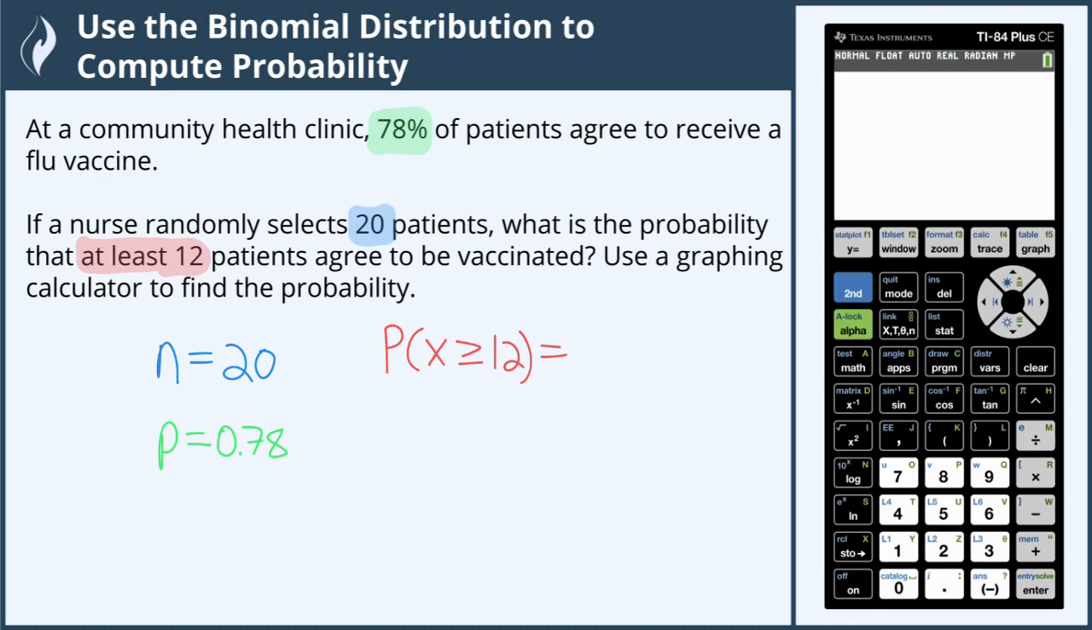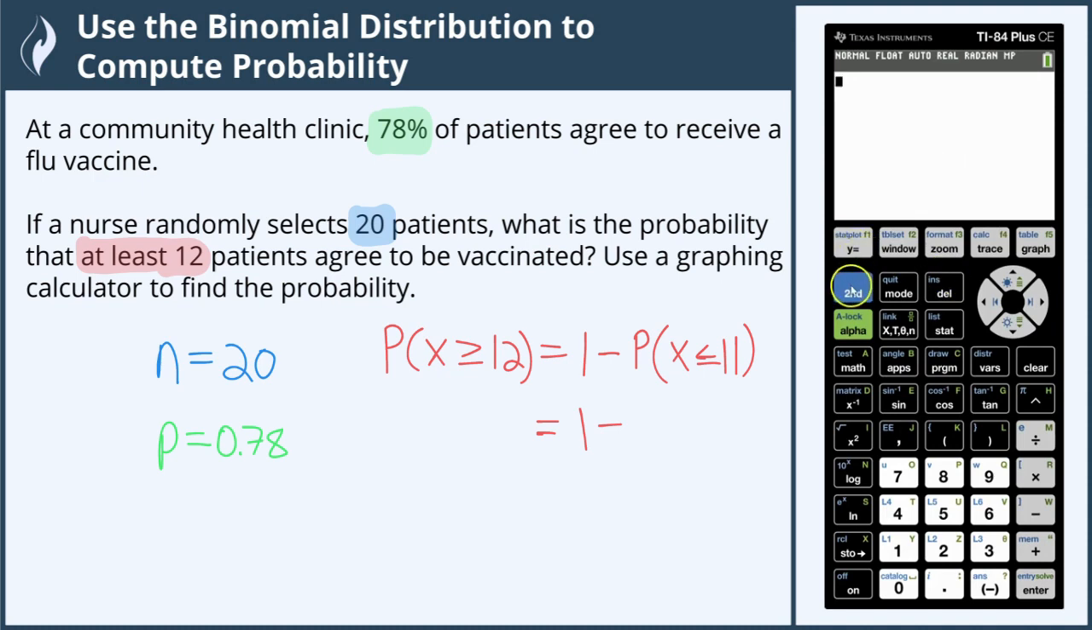So in order to find a greater than or equal to, we're going to subtract another probability from 1. So what represents all other solutions that aren't at least 12? Well, that would be 1 minus the probability of all numbers up to 11. So this value, the probability X is less than or equal to 11, is what we're going to find in our calculators. So we're going to have 1 minus, well, let's find that value.